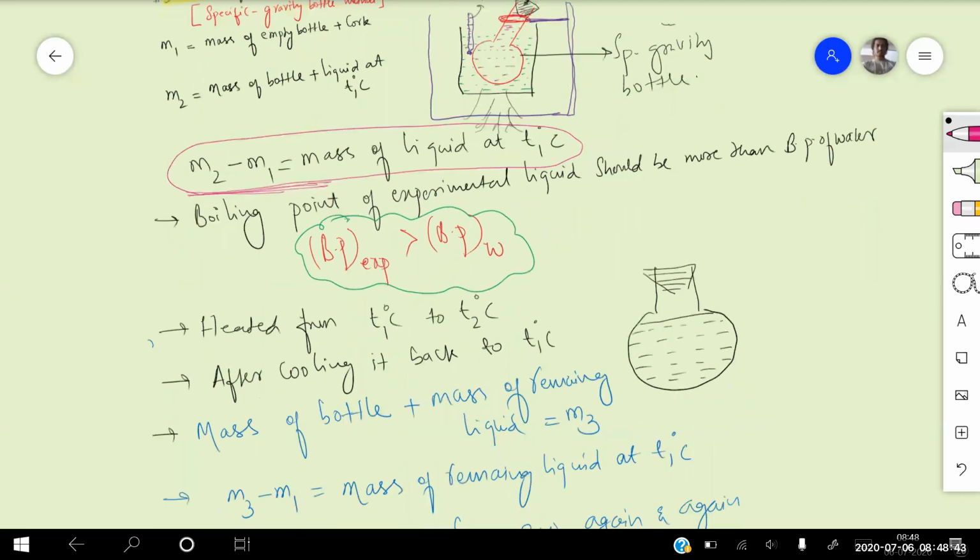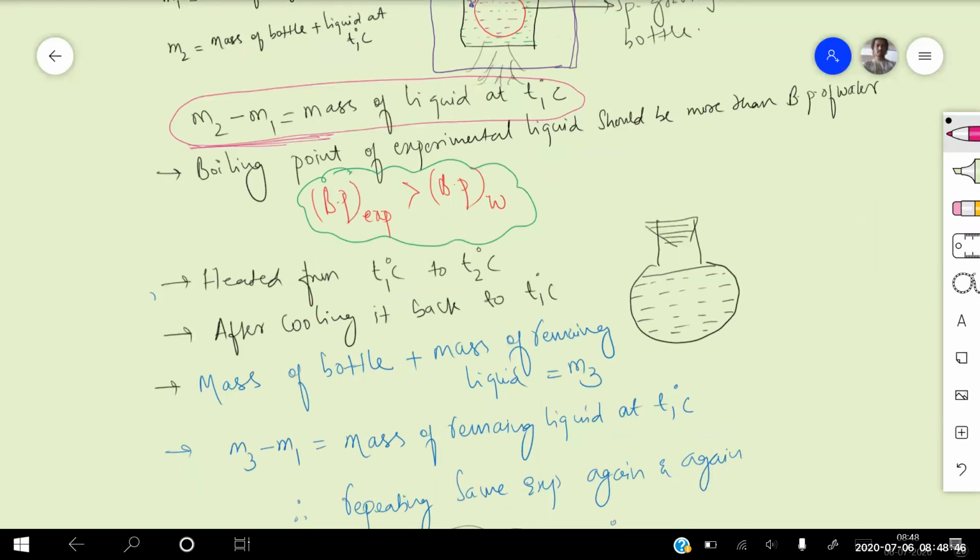Now see here. After heating to T2 degree centigrade, I cool the same amount of water in the specific gravity bottle again. I take it out of the vessel and keep it outside. It was heated from T1 to T2 degree centigrade, and after cooling it back to T1 degree centigrade, the level of the liquid might have been reduced, because when heated, the liquid oozed out from the hole and was cleaned with tissue paper. So a certain amount of liquid is less now.